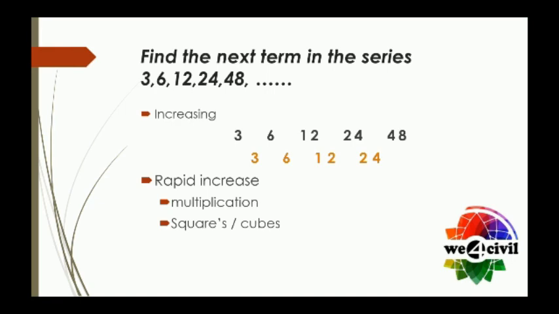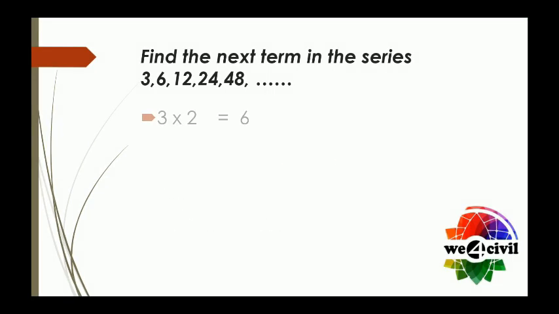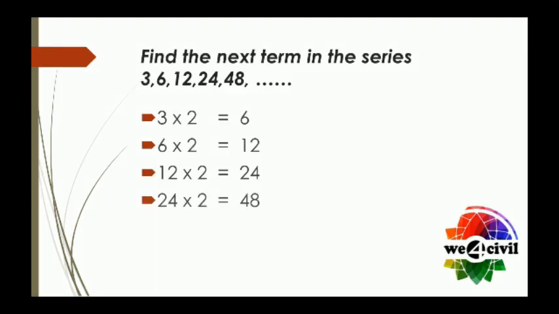And thus, since it is a rapidly increasing variation, we can have two conclusions: either it's a multiplication series or it belongs to squares or cubes. If you observe the series, you can understand that each term is obtained by multiplying the previous number by 2. Here you have 3 into 2 gives 6, 6 into 2 gives 12, 12 into 2 gives 24, similarly 48, and in order to get the answer we have to multiply 48 by 2, and so we get 96 as the answer. Now we have the next question.